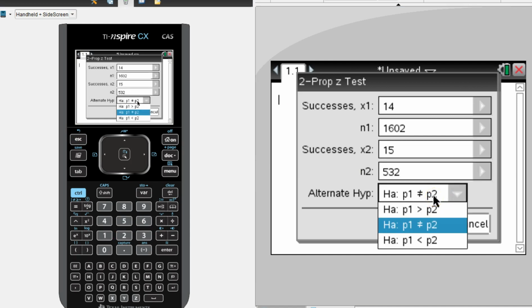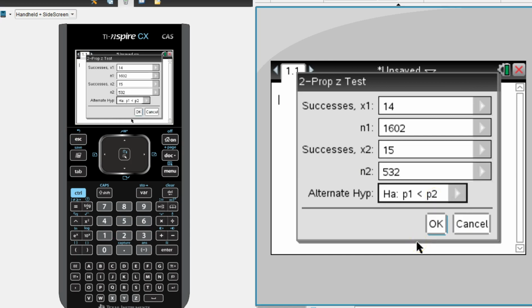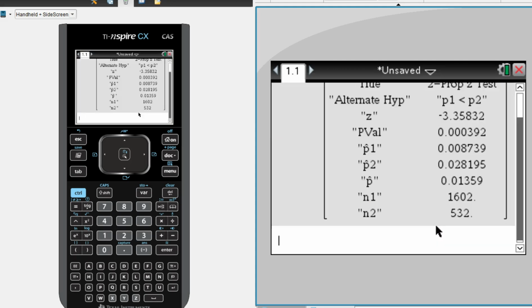Our alternative, less than. By the way, if you forgot to state the hypothesis, this should remind you. Don't forget, they're going to ask for a hypothesis. You need to state that in your test. What do I write down? If you're not sure, write it all down, but all we need is the test statistic and the p-value, no degrees of freedom on a proportion test. So z, negative 3.358.